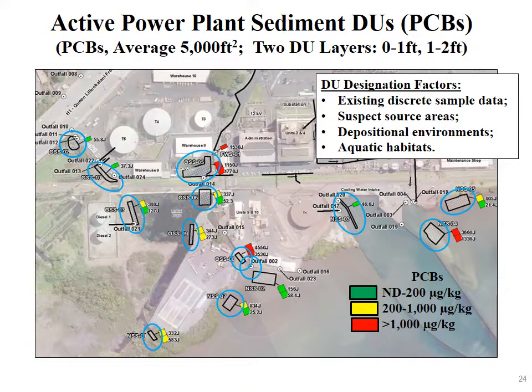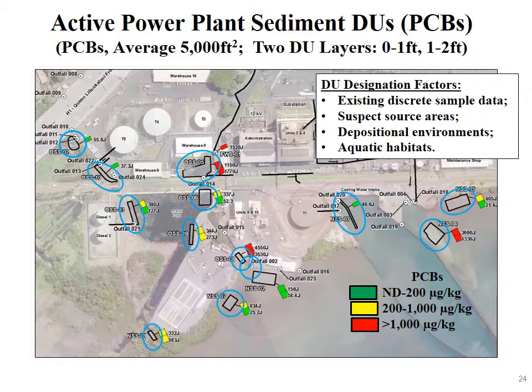Here's another sediment example. This is PCBs in front of an active power plant. We already had discrete sample data at this site, and the power plant is located right on the edge of Pearl Harbor. So there were some discrete soil and sediment samples collected in front of the harbor and even up on the property. We knew there was PCB contamination in the sediment and the soil.